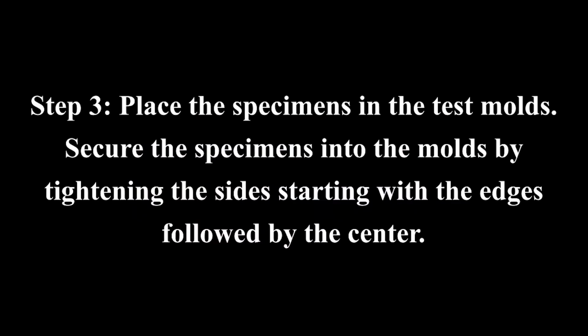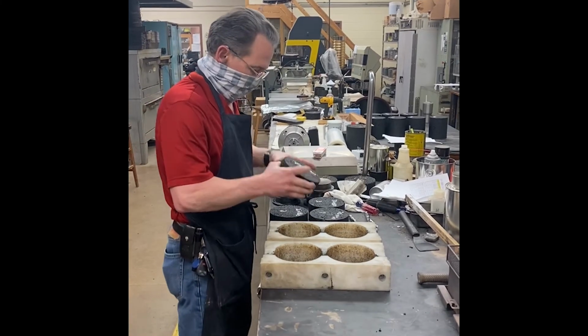Step 3. We need to place the specimens in the test molds. We need to secure the specimens into the mold by tightening the sides, starting with the edges, followed by the center.